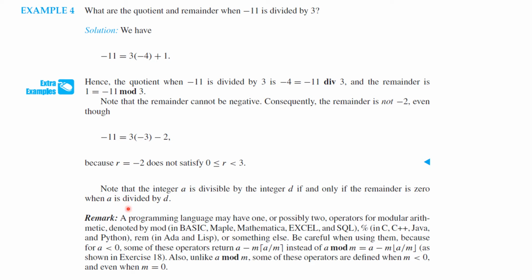Note that an integer a is divisible by the integer d if and only if the remainder is 0 when a is divided by d. And you want to be careful because different programming languages refer to this differently, and there are different consequences. So be careful about this when you're using different programming languages.